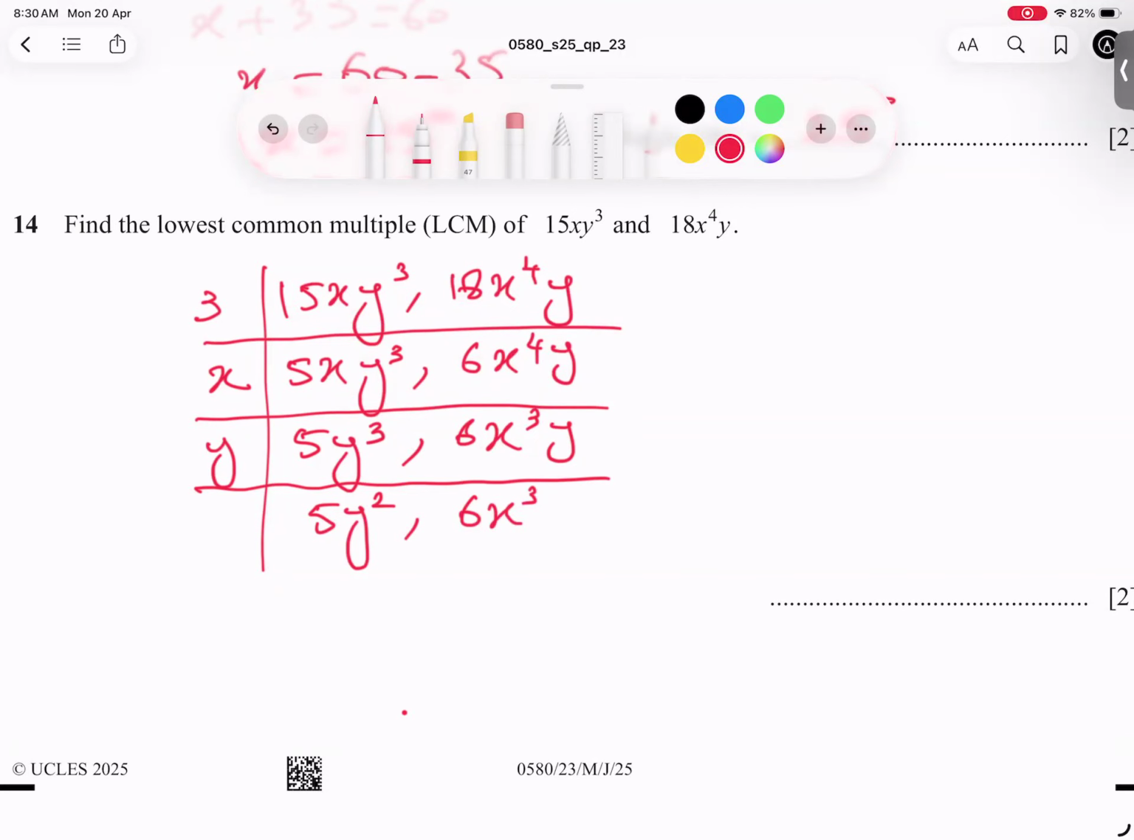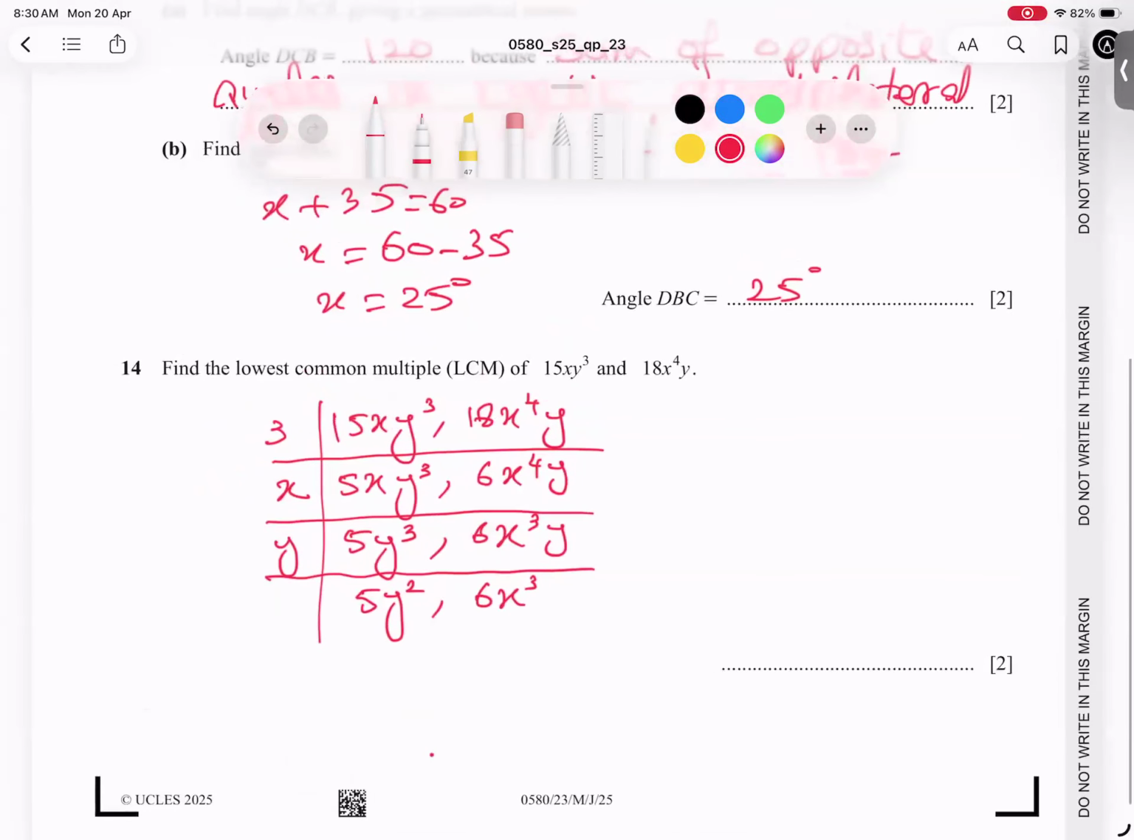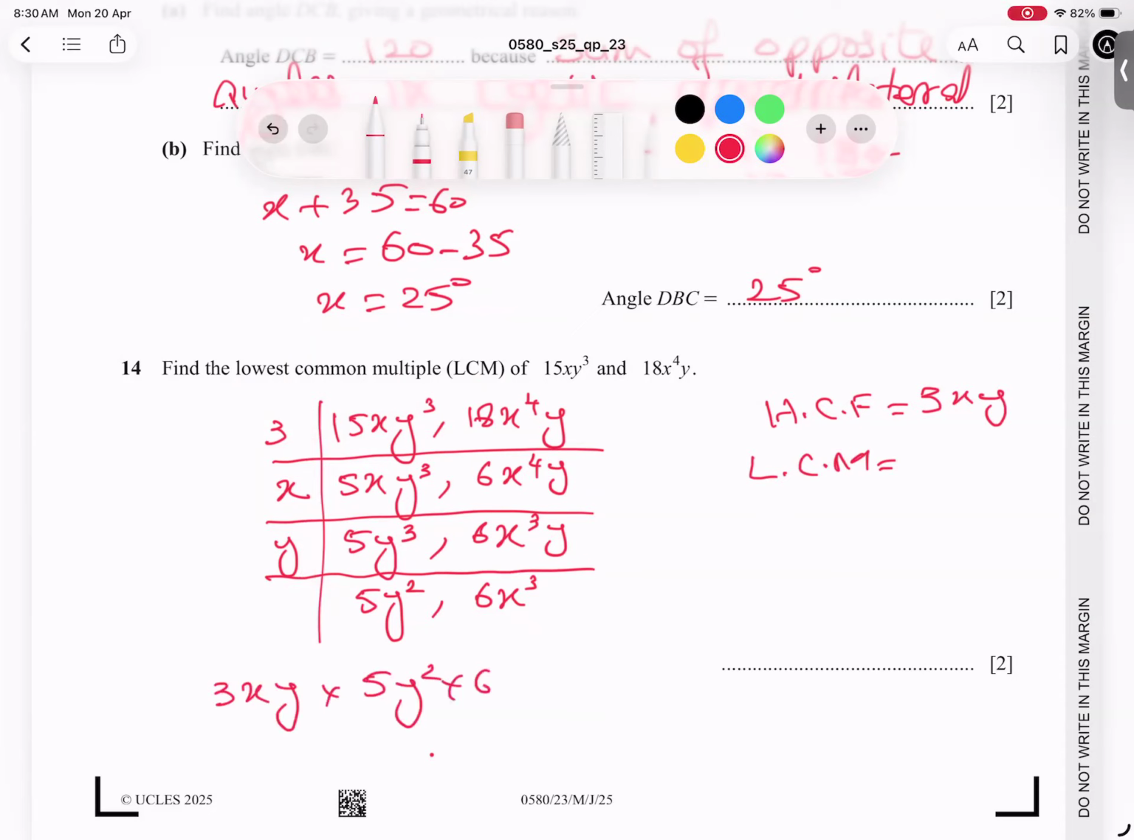And now what is HCF? If the examiner asks you what is HCF, highest common factor, so these three values' product, 3 into x into y. But if he asks you, no, give me the LCM, then what is the answer? You multiply this 3 with this also. So let me write all together. 3xy comes from here, and 5y square into 6x cube.